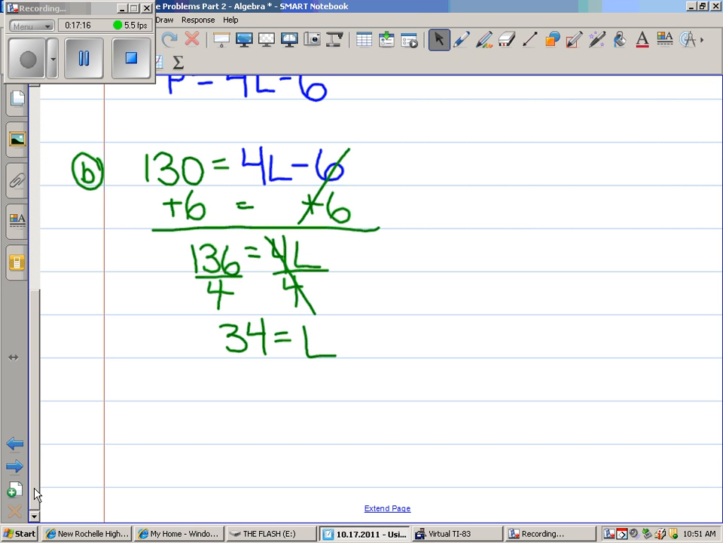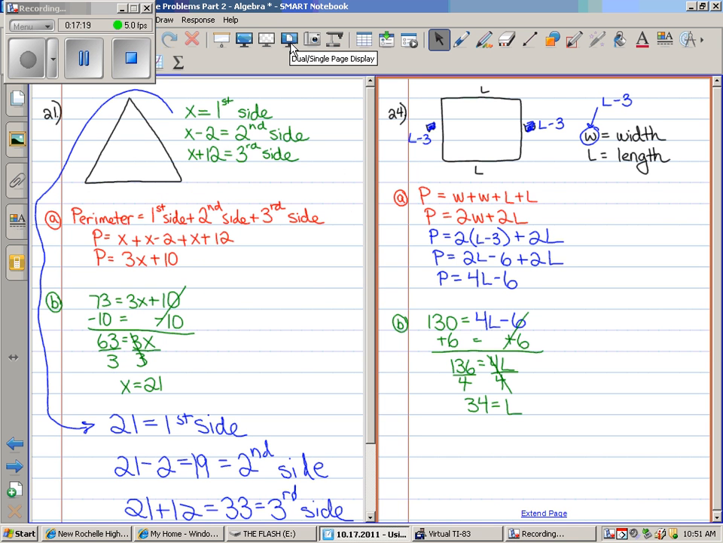No, because remember, we need to plug back in. So 34 equals the length. And then what did it say? How much smaller is the width? Good. So what's the length? What's the width? I'm sorry. 31, because the width is 3 shorter. Yep.